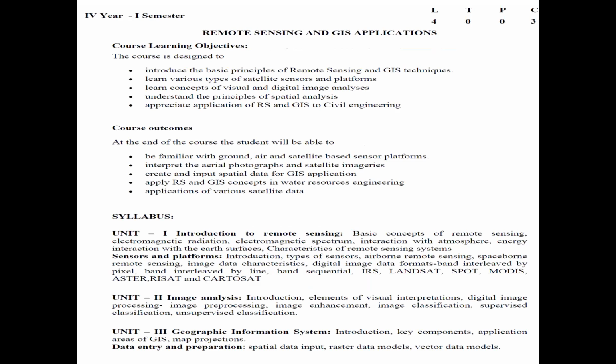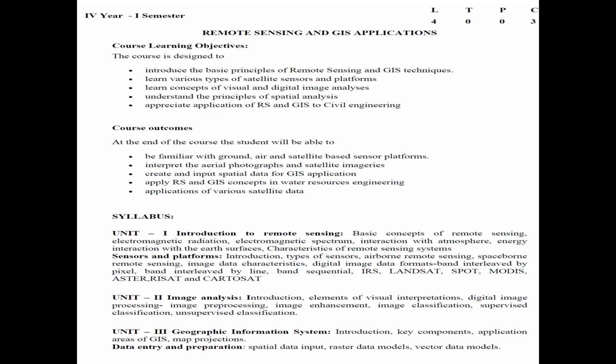What are the learning objectives in this subject? Introduce the basic principles of remote sensing and GIS techniques. Learn various types of satellite sensors and platforms. Learn concepts of visual and digital image analysis. Understand the principles of spatial analysis. Appreciate the application of RS and GIS to civil engineering. These are the learning objectives for this subject.